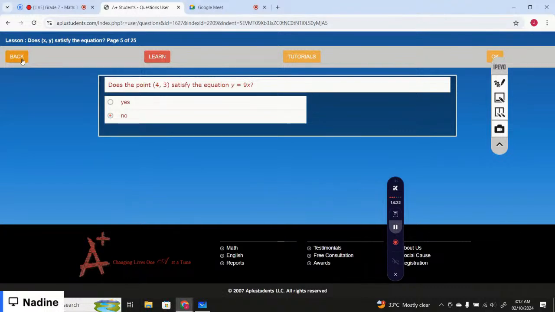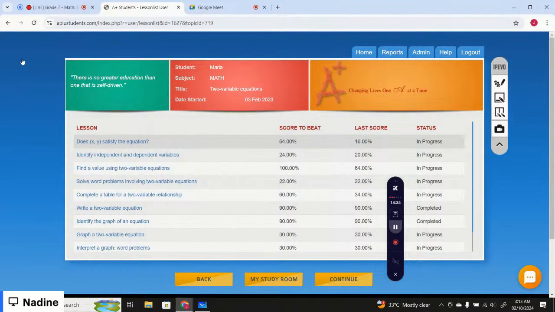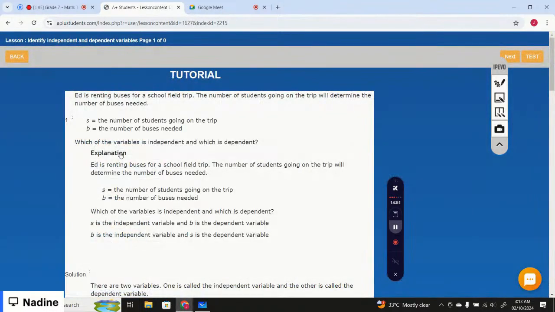Okay, you can complete the lesson by yourself later today. Let me just move to the next lesson. The next lesson is identify dependent and independent variables. Let's just start with the lesson. Okay, let's just start with the example.